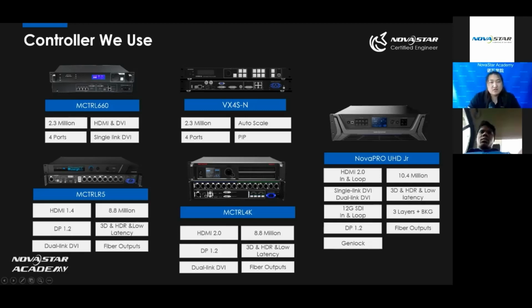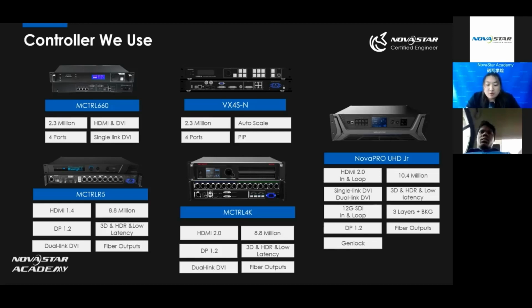You may have questions. Why is it 10.4 million pixels, but for the MCTRL 4K, it only has 8.8 million pixels? Actually, we have the same quantity of RJ45 connectors. The answer is that the Nova Pro UHD Junior is an all-in-one controller, so it could do the zoom in and zoom out. I mean, just the auto scaler like that. So it just supports more pixels here.